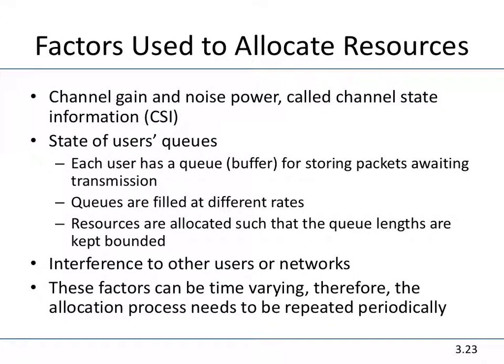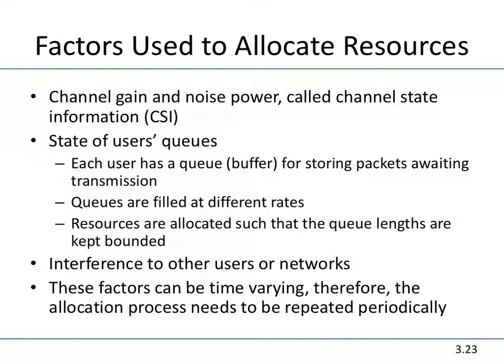Why? Because, again, if I allocate solely based on the channel state, maybe he has a good channel, but he has nothing to send. His traffic is very light. Whereas there is another guy who has multimedia communication and his queue is jammed with lots of packets, because he's trying to send a multimedia application. And I'm not giving him any opportunity because I'm trying to be opportunistic. Well, this is not accurate in that case.